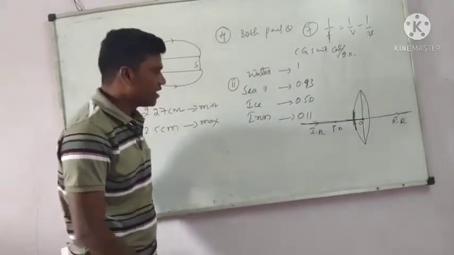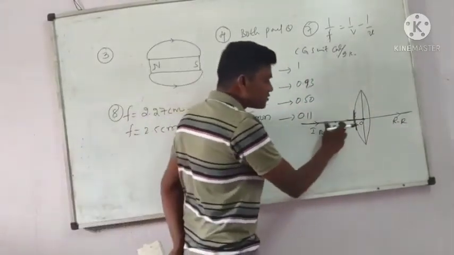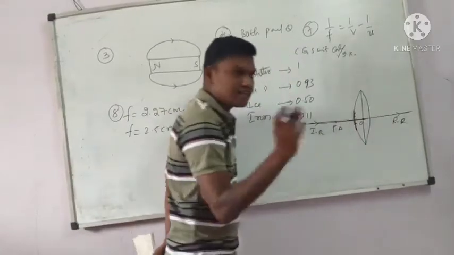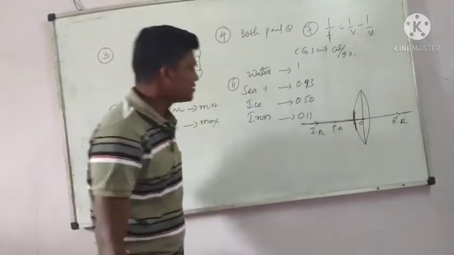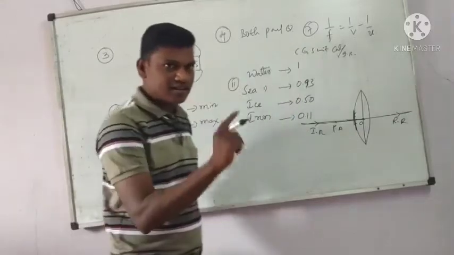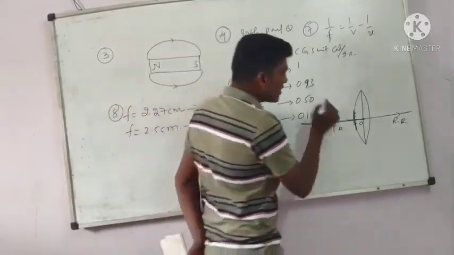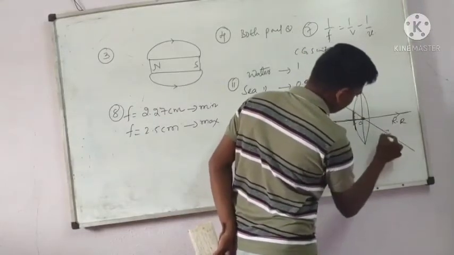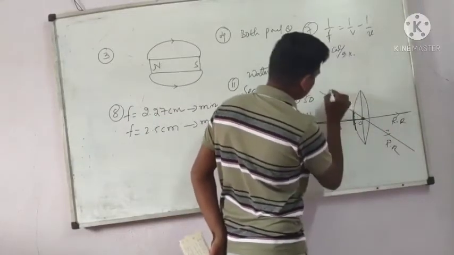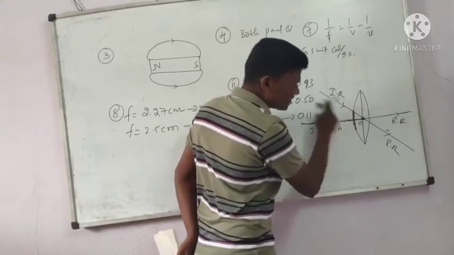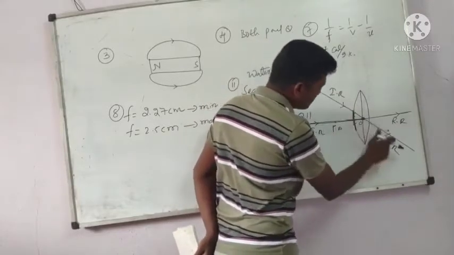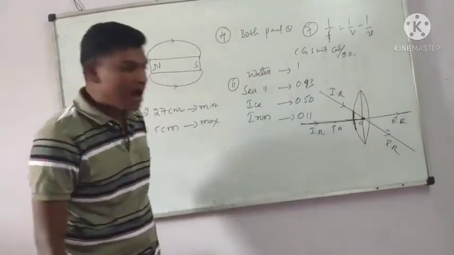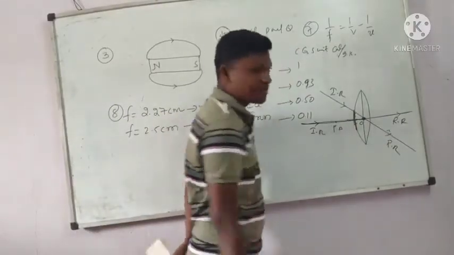So that's why if the incident ray passes along the principal axis, it is not deviated. First one is correct, and the second one, what is that one? If the ray is passing through the optic center, if this is the incident ray passing through the optic center, at that time also the ray is not deviated.